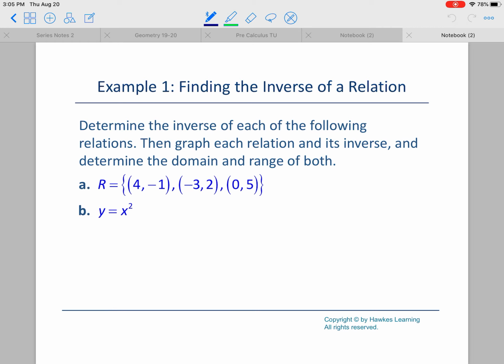So let's look at an example together. Determine the inverse of the following relations, then graph each relation and its inverse, and determine the domain and the range of both. So let's look at A first. Here, if R has the points (4, -1), (-3, 2), and (0, 5), then its inverse is going to contain the points (-1, 4), and again, all I did was switch the x and the y values, (2, -3), and (5, 0).